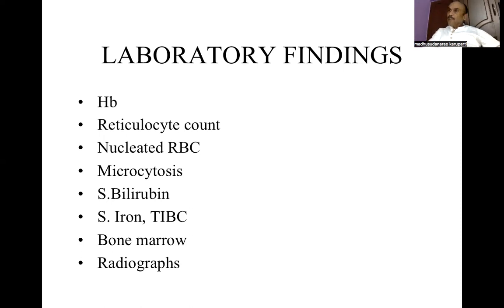Well, reticulocyte count. Reticulocyte count is relatively low when compared to the anemia because of the ineffective erythropoiesis. And it could be around 8%, not more than that, in patients with beta thalassemia major. There is microcytosis with hypochromia with presence of target cells. Serum bilirubin may be elevated or there could be elevated hepatic enzymes.